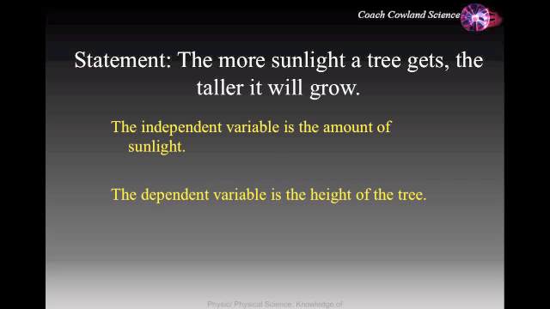The independent variable is the amount of sunlight. That's what we're going to change. The dependent variable will be the height of the tree because of the amount of sunlight.